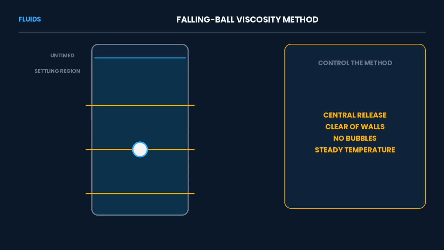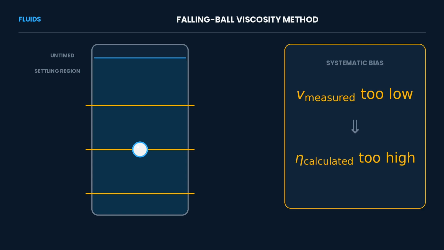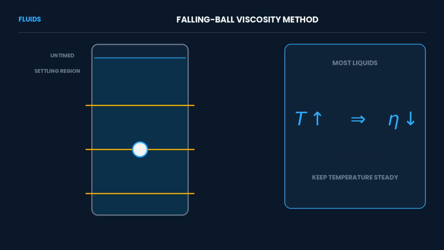Keep the sphere clear of the walls and bubbles, and the temperature steady. Continuing acceleration or wall drag makes the measured speed too low and the viscosity too high. For most liquids, warming lowers the viscosity.